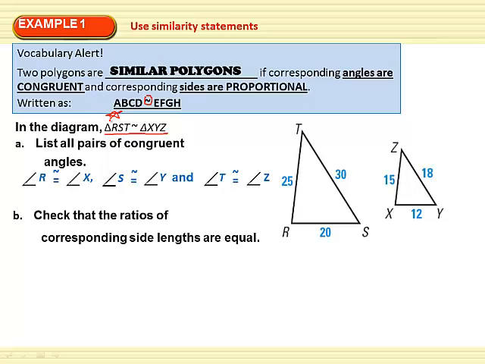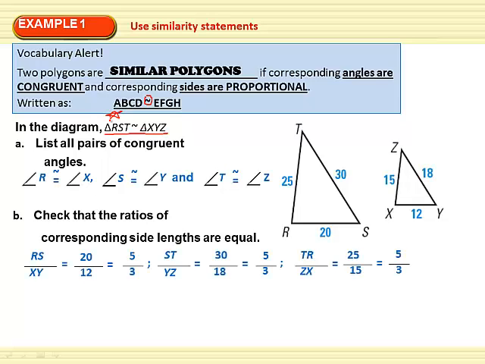The next thing I have to do is check that the ratios of the corresponding side lengths are equal. So I have to check every single one of them. So RS's length is to XY's length, because if you look at the figure up here, RS and XY are positions 1 and 2, that means that you're going to write position 1, position 2. So once we do that, we write 20 over 12, which gives us 5 over 3. Then we do the exact same thing with S and T and Y and Z. So S and T is 30, Y and Z is 18, and I'm reading it off the figure over here. Once I reduce that, I get 5 over 3.